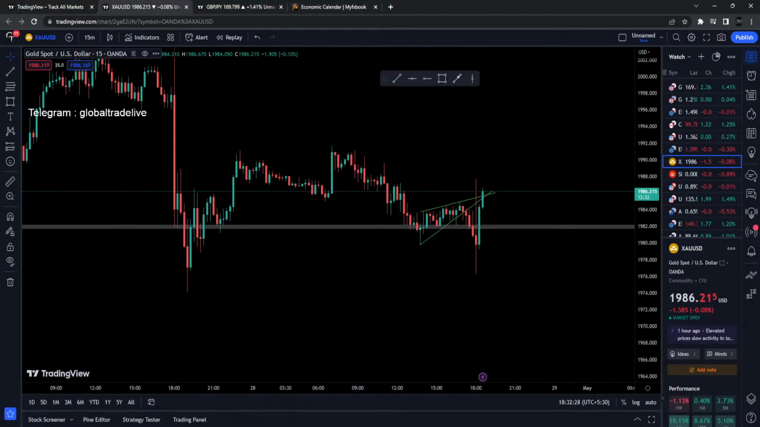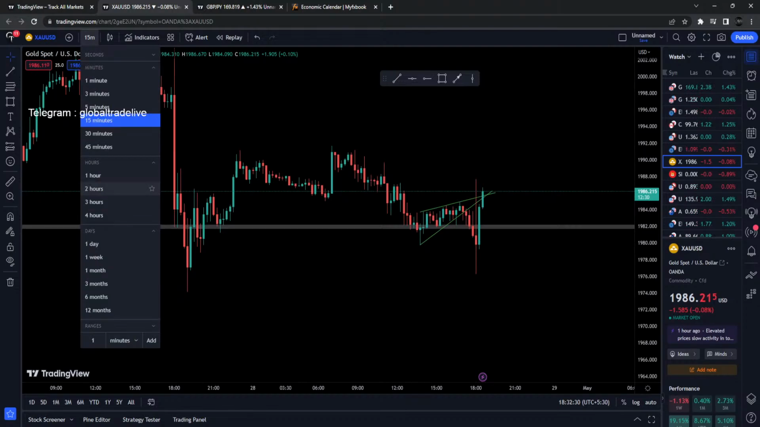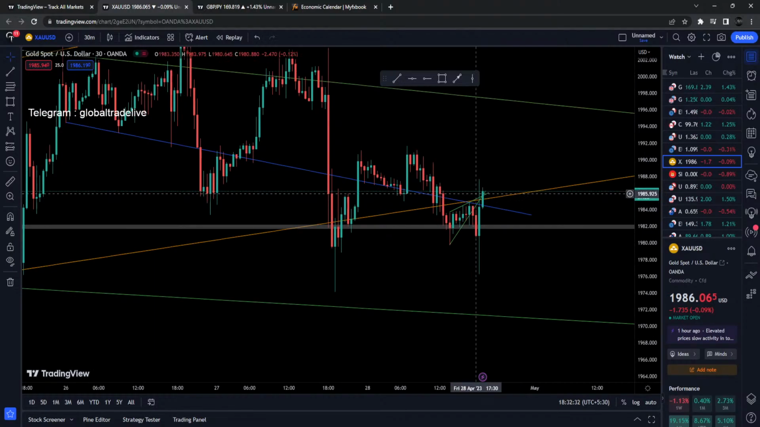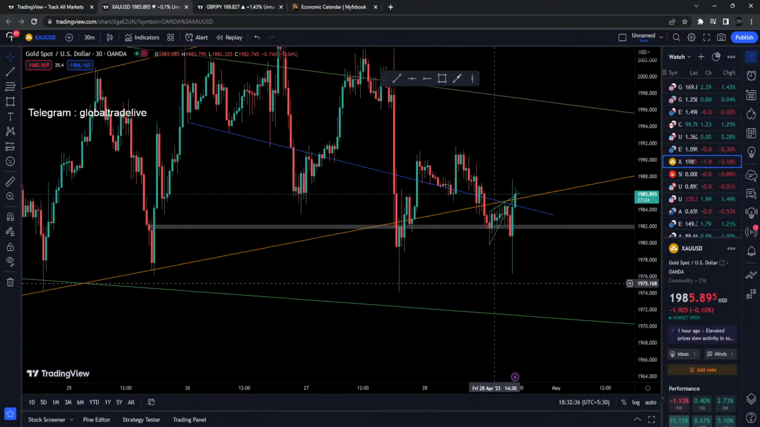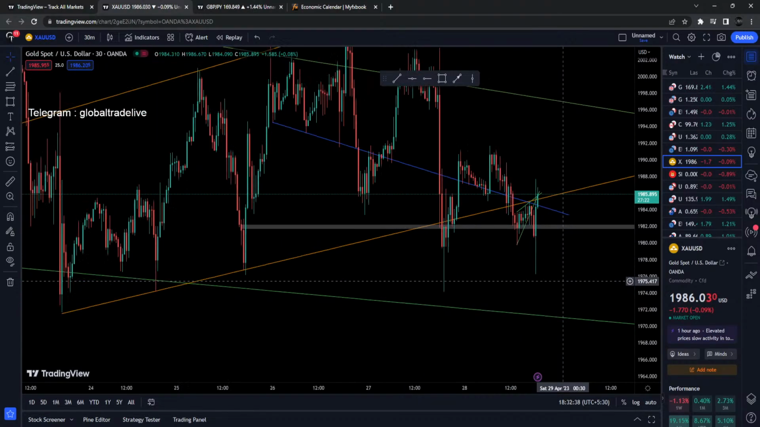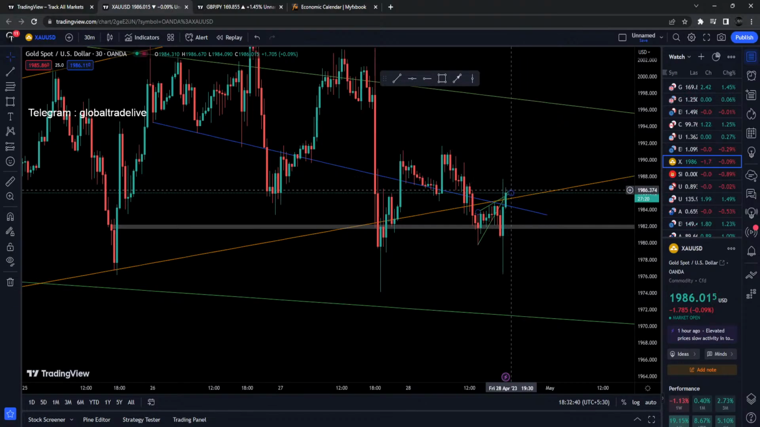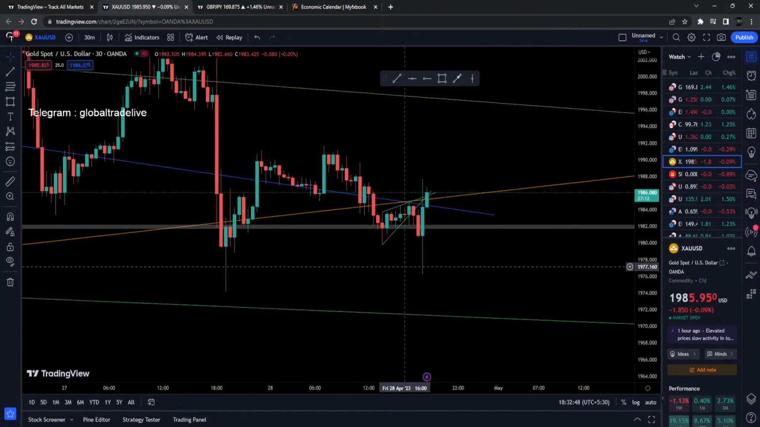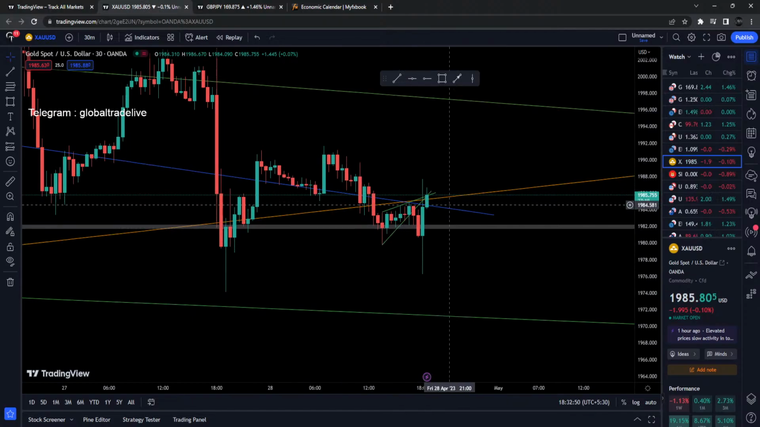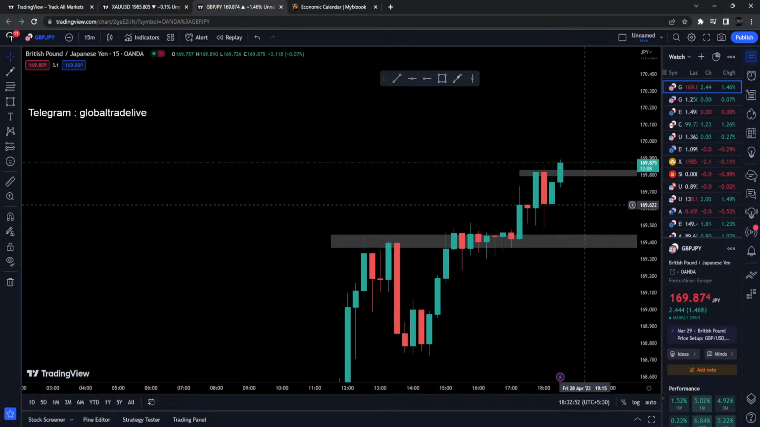no possible entries can be done at this point of time, because it can possibly reject the area it is at right now. So we have to wait for a perfect entry in order to take a buy trade, because this candle can reject the previous one, and it can possibly move down, break its own low, and continue to move down from here. So we have to be really careful if you are looking for buys.